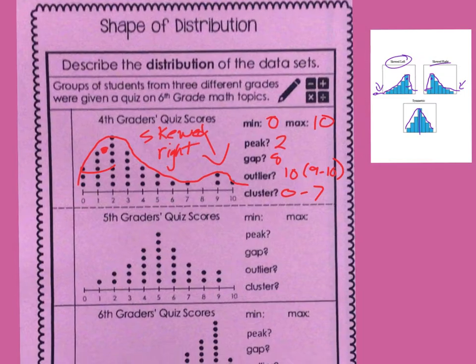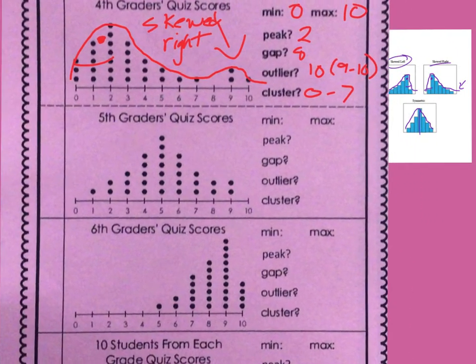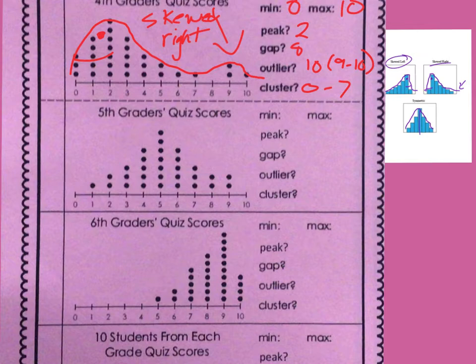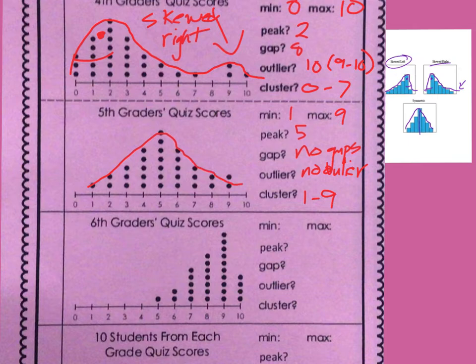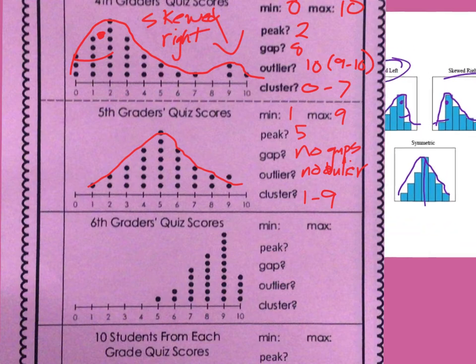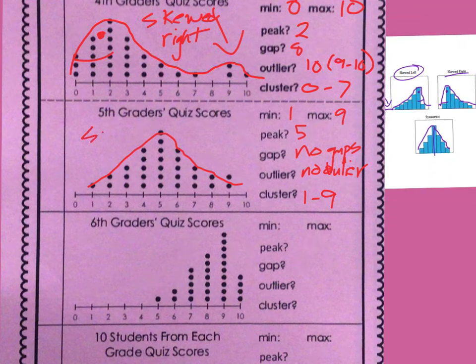Okay, moving on, let's take a look at the 5th graders taking the 6th grade score. And we can see that we have a minimum of 1, and we have a maximum of 9. We have a peak at 5, and our gap, we have no gaps. We also have no outliers in this set of data. And our cluster goes from 1 to 9. Again, if we traced all of the tops of our little dot plots right here, we can see that this data would be symmetric. So I'm going to write that right here. This is symmetric.